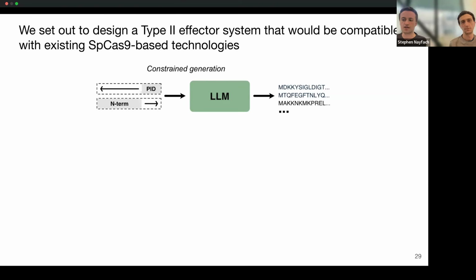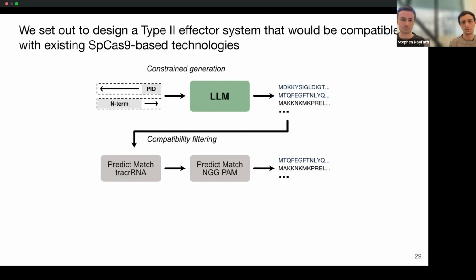So by initializing with the PID of SP-Cas9, we could enrich for generated sequences that would likely be compatible with the guide RNA. And similarly, by initializing with the N-terminal domains, we hope to enrich for sequences that would be compatible with the NGG PAM. Of course, we're not asking the model specifically to do these things. We're just asking it to predict the next residues in the sequence.